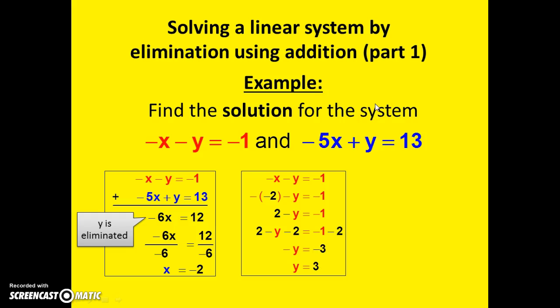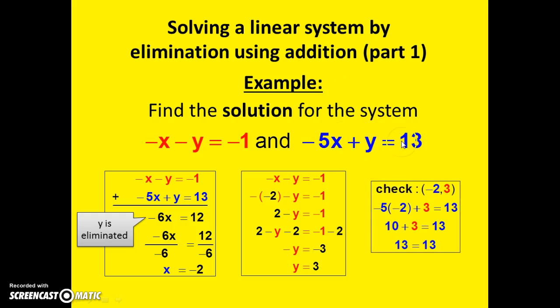Let's check and see if we're right. So we're going to use the blue equation this time to check, and we know that our solution is negative 2, positive 3. Let's see what happens when we put it in. Negative 5 times our x is negative 2, plus 3, which is our y, is supposed to equal 13. Negative 5 times negative 2 is a positive 10, plus 3 equals 13, and 10 and 3 does equal 13. So once again, we've checked our equation.